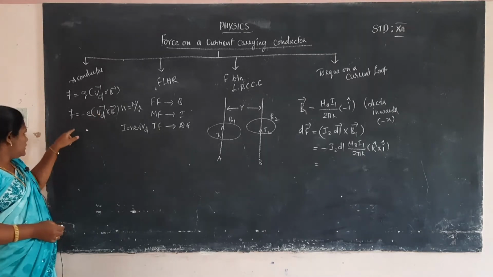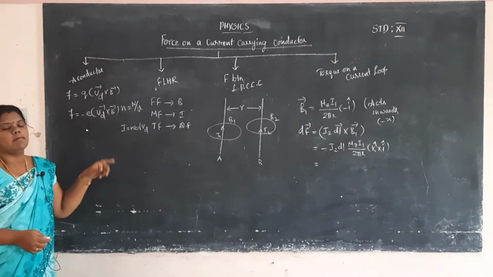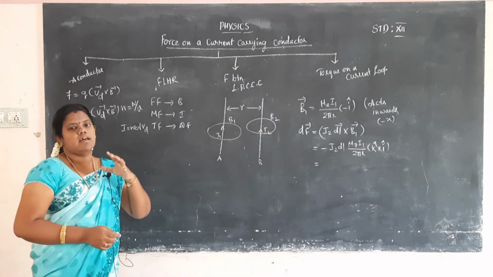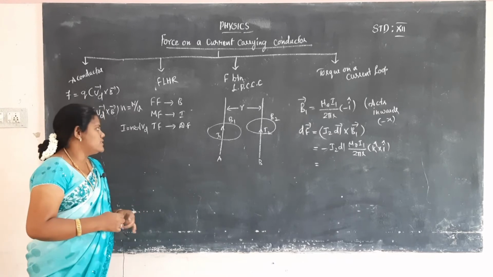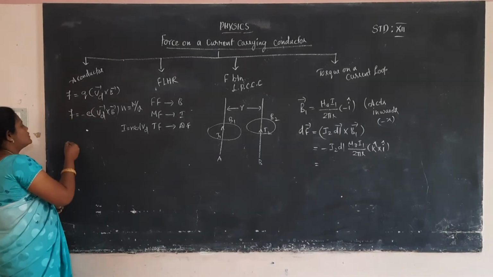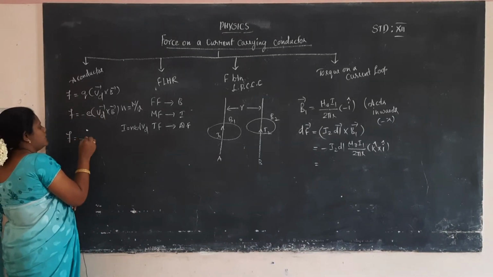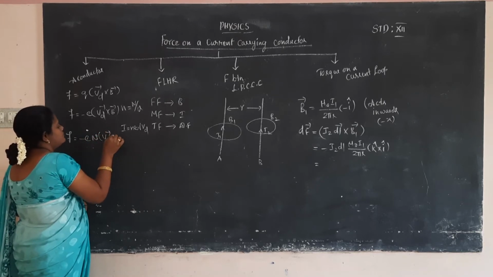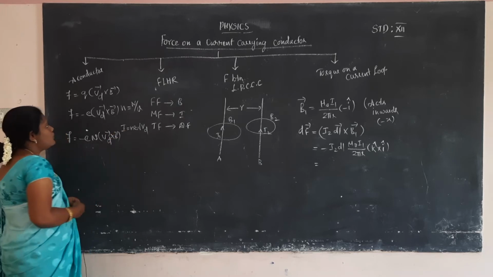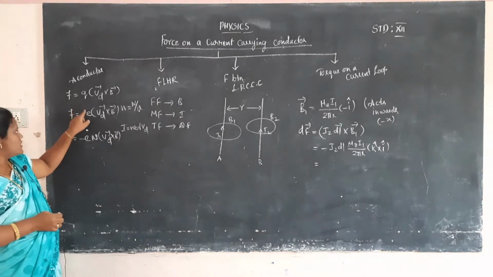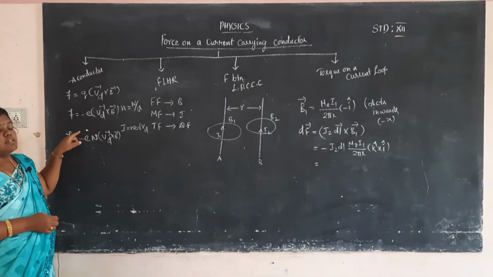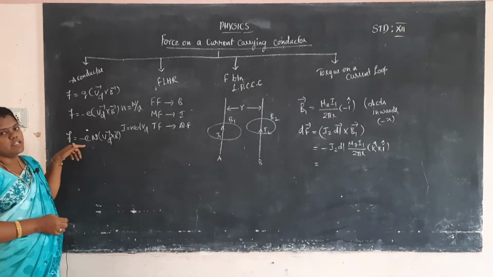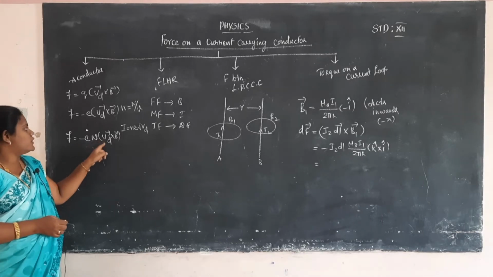Clear? Next we will consider the number of electrons, not turns, the number of electrons in the conductor. So for the number of electrons we put capital N: F is equal to minus N e Vd cross B. First I changed the charge value, and next I added the number of electrons in the conductor, that is e into N into Vd cross B.